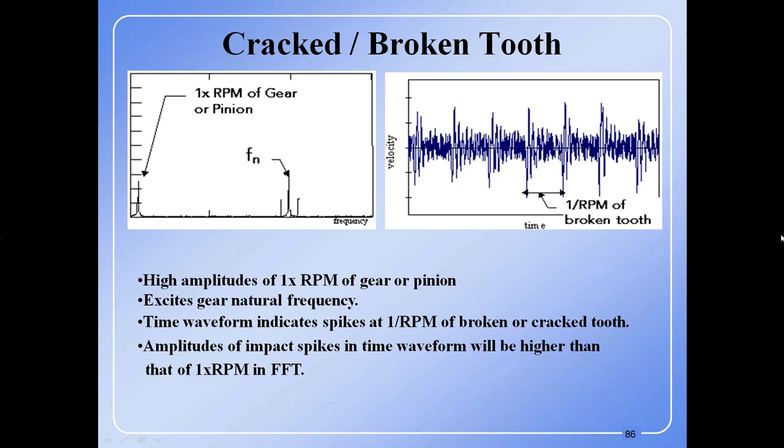Cracked or broken tooth: high amplitude of 1x RPM of gear or pinion, excites gear natural frequency. Time waveform indicates spikes at 1x RPM of the broken or cracked tooth. Amplitudes of impact spikes in the time waveform will be higher than 1x RPM in the FFT.